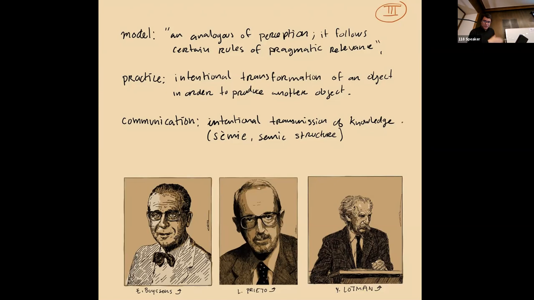Now, by practice, because as I said, semiotic structures would enable practices. By practice, I mean, following Luis Prieto, an intentional transformation of an object in order to produce another object. So notice that the object being produced can either be a material object, as when we build a bookshelf out of wood planks, or a mental object, precisely as when we try to convey a certain message. Thus, communication can be considered as a practice, but because of its specific nature, it can be useful to have a special designation for sign systems, in as much as we regard them as enabling that specific practice, which would be communication.